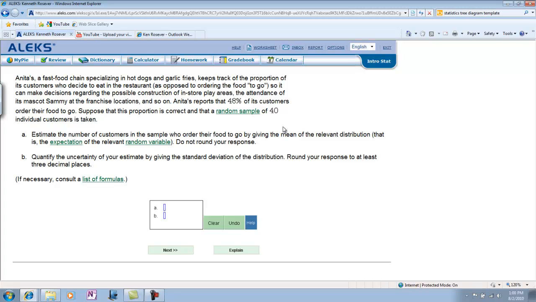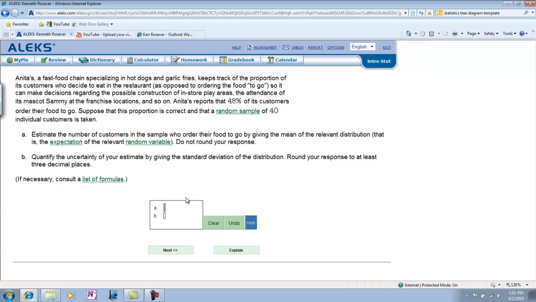Okay, so n is 40, and 48% order to go. Estimate the number of customers in the sample who ordered their food to go. So we're going to use the 0.48, and we're going to multiply it by 40, because our expectation is 48% of the 40 order to go. And I think that's like 19.6. Is that correct? Who knows?